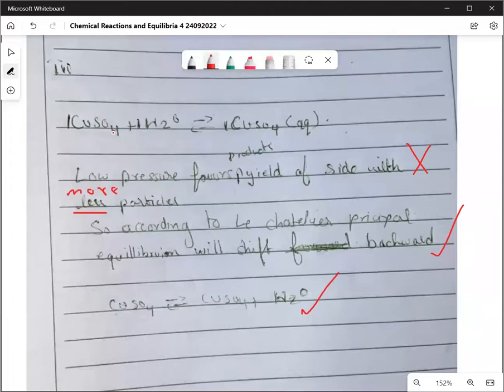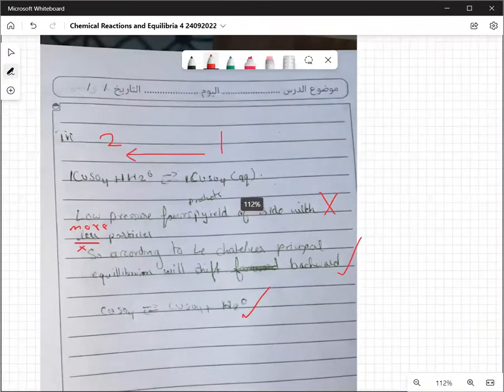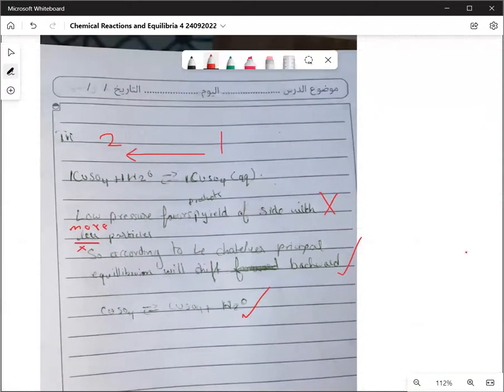So you tell me first which side has more particles? The reactant or product? Reactant. It has more particles. This has 1. So this will go backwards. That's what you did. So that's correct. Just make sure that you're writing everything correct. This is wrong. So that's all for today. Now I'm waiting for Niranjana's answer. Both of you stay for a second.